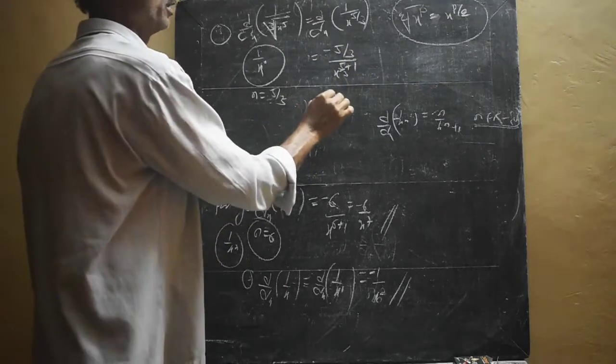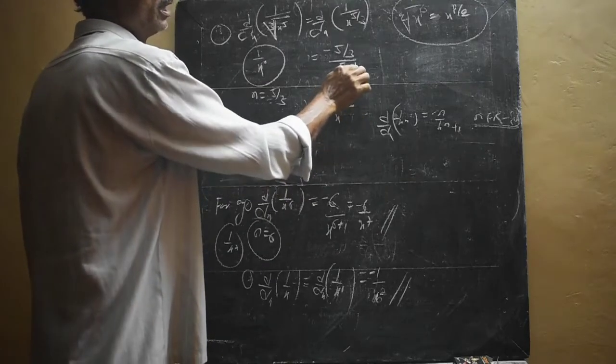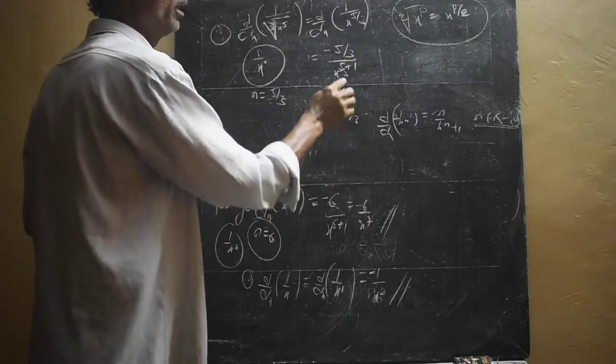So it is minus 5 by 3 upon x raised to 5 by 3 plus 1, take the LCM. 3 into 1 is 3, 5 plus 3 is 8. Therefore it is 8 upon 3. How is it 8 by 3?